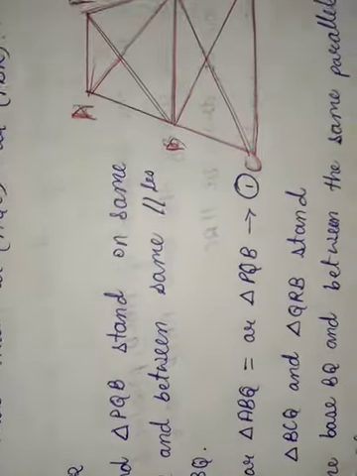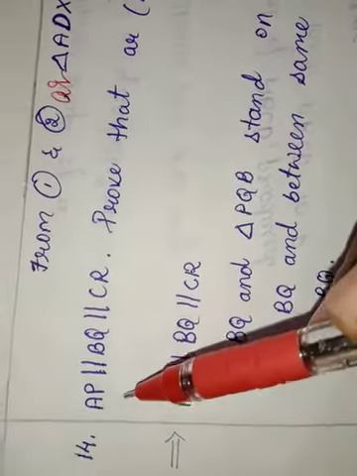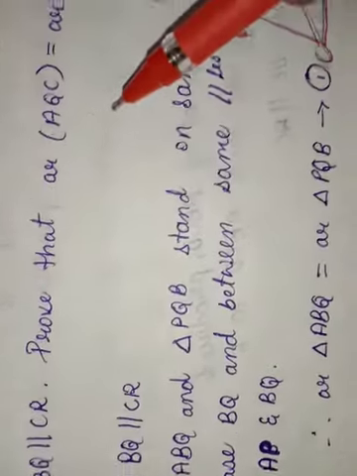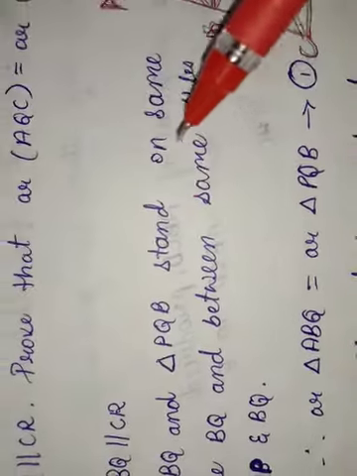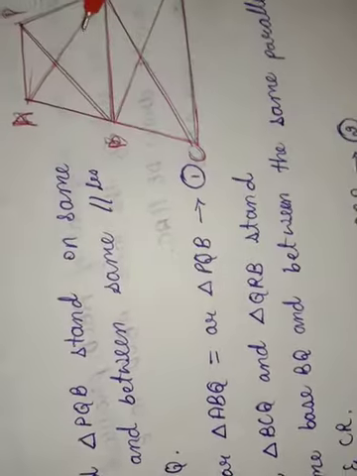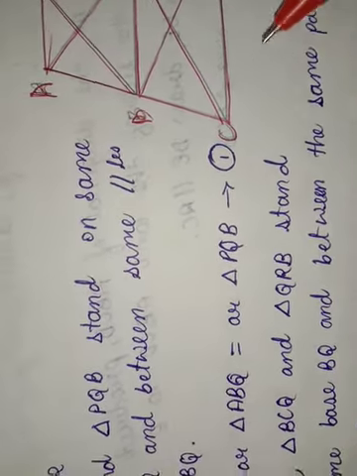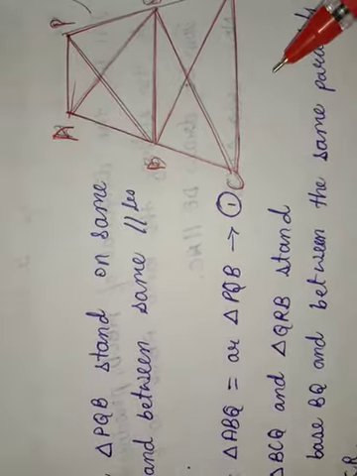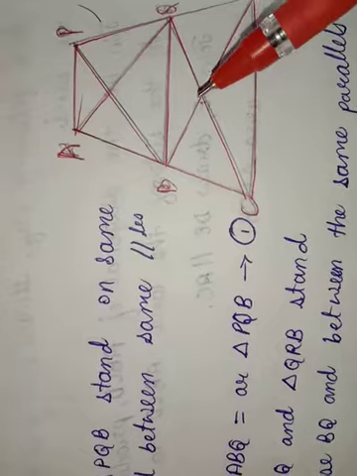Now the 14th problem, and there are 2, 3, 4 more problems. 14th problem: AP parallel to BQ parallel to CR, prove that area AQC is equal to area PBR. This is in a similar way, the same concept. What is the concept, children? The concept is that triangles or parallelograms on the same base and between the same parallels have equal areas. With the same concept you have to learn the 15th and 16th also.